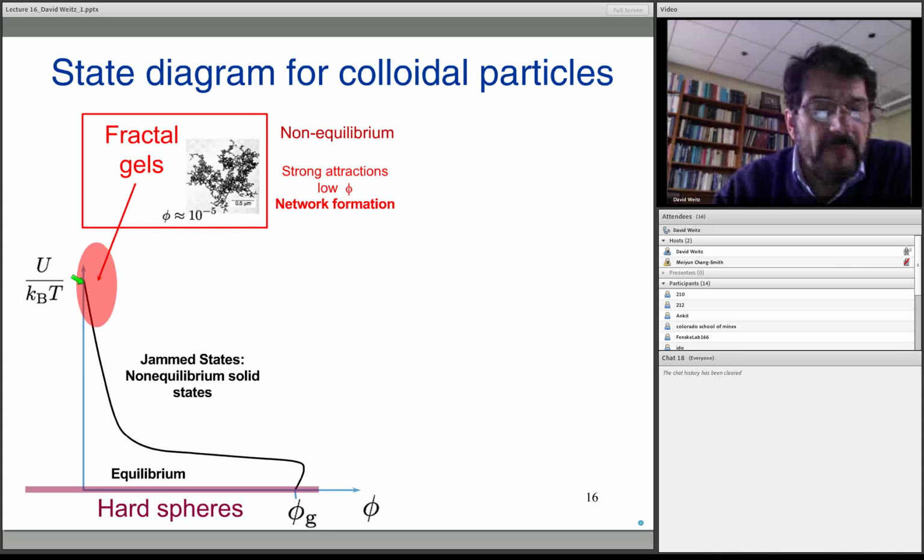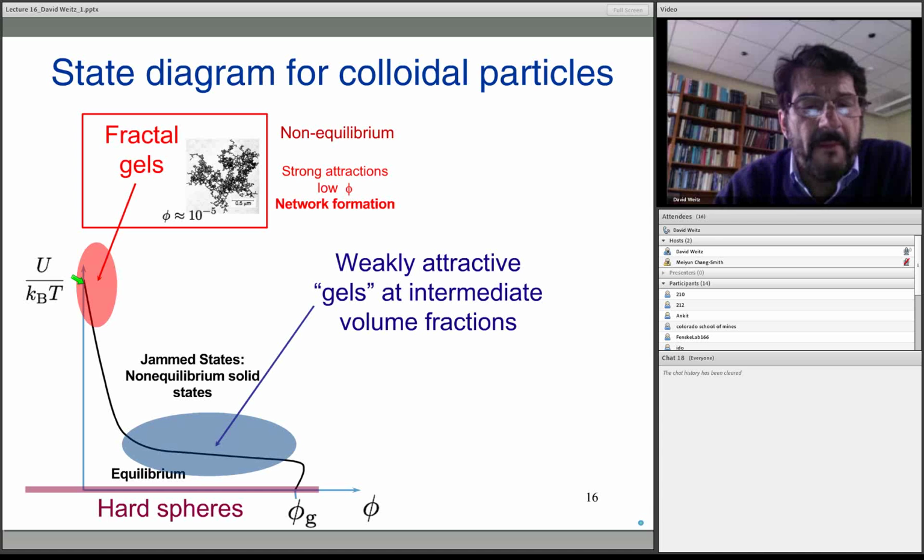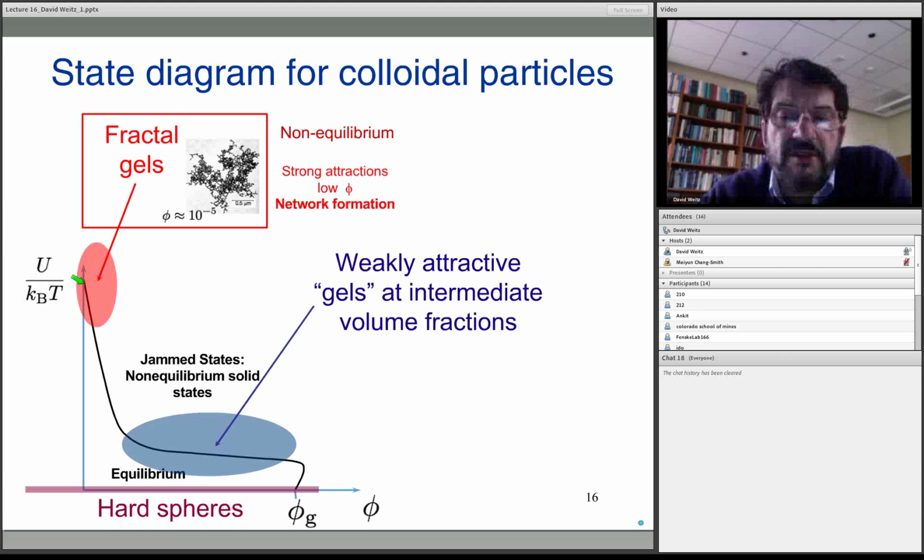If you consider other cases, if you imagine this region of intermediate volume fractions where there's some attraction but not too much attraction, then you can still form a gel if the attraction gets large enough. And so there's some phase boundary here between states that are equilibrium. They're still sticking together, but they're not sticking together enough that they form a complete network.